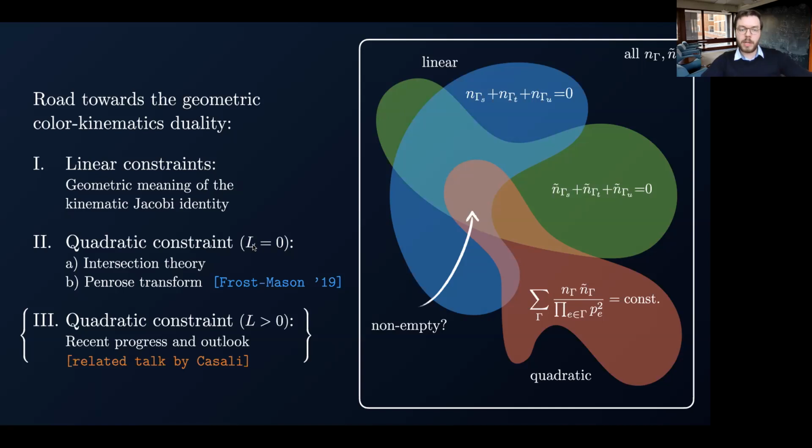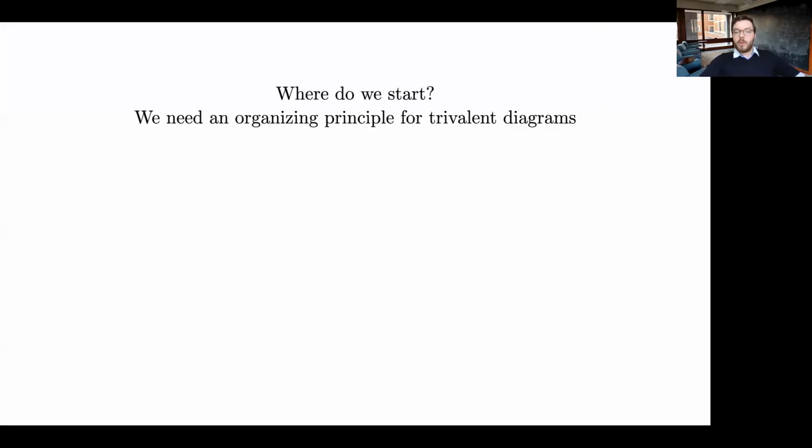So we're going to approach it at tree level or L equals 0 first. And my approach will be the one naturally given by intersection theory. There's also an alternative approach described in this beautiful paper of Frost and Mason, who used the Penrose transform to a similar end. So I invite you to look at this paper. If there's remaining time, I will also describe how to extend this approach to loop level. And even if I don't have the time, there will be a related talk by Casali in the afternoon on a similar topic. Okay.